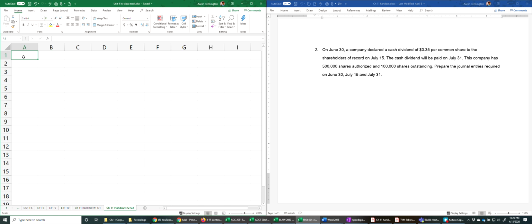All right, start with June 30th. Dividend declared. So that's a liability at that point. Dividend payable, put on the books with a credit, and we got to reduce retained earnings. That's what dividends are paid out of.